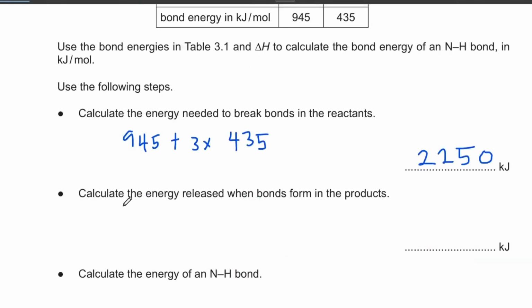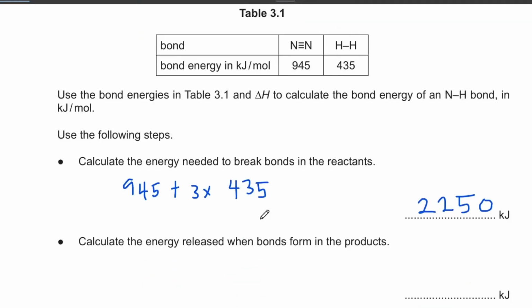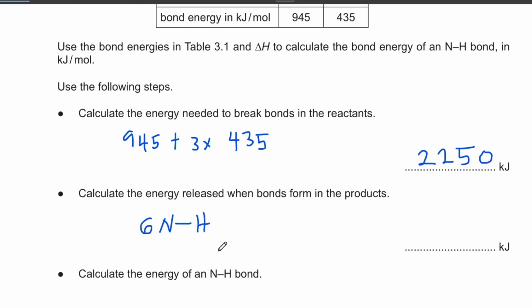Next, calculate the energy released when the bonds form in the product. This is the product. We have the nitrogen-hydrogen bond, and that is what we are looking for; we are not given it. But how many do we have? We have 1, 2, 3 here, and then 1, 2, 3 here. So 3 plus 3 is 6. Let's represent the nitrogen-hydrogen bond with NH, so we have 6 NH bonds.